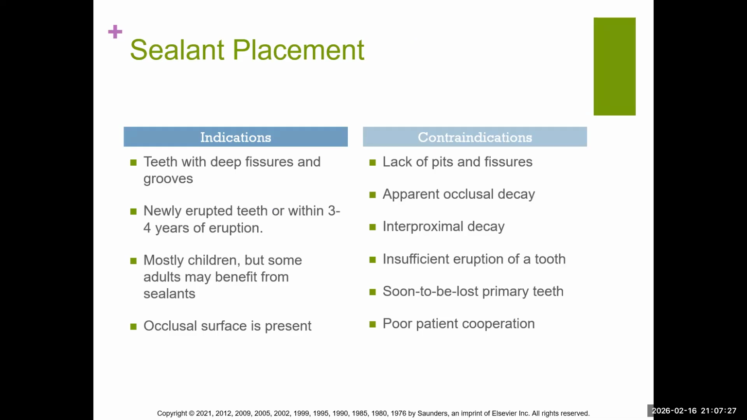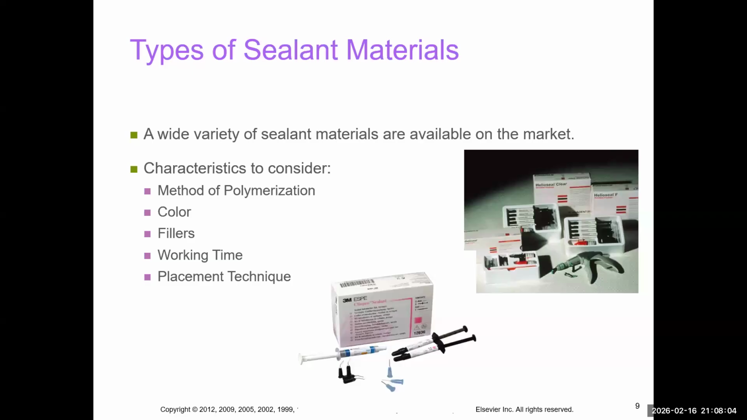What are the contraindications? When do you not place them? Well, if you don't have pits and fissures, obviously, or there's obvious occlusal decay. There's obvious interproximal caries in between. Let's say there's no cavity on the occlusal, but you have a cavity on the mesial or the distal, and the x-ray shows it. Then that would not qualify for a sealant. Insufficient eruption, meaning the tooth is not completely erupted. Maybe there's a primary tooth that's about to be lost, and if it's about to be lost, there's no point in putting a sealant on. And you basically have poor patient cooperation. That's when they do not qualify to have a sealant on them.